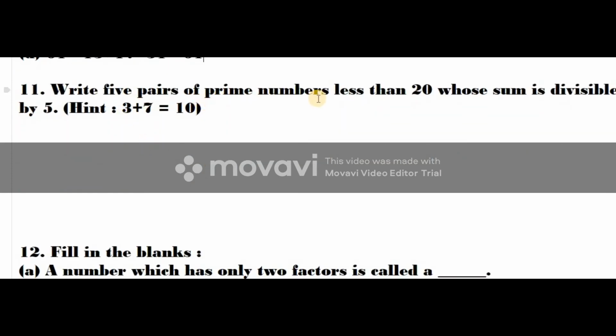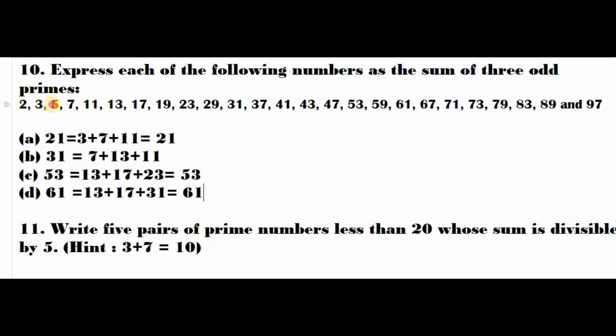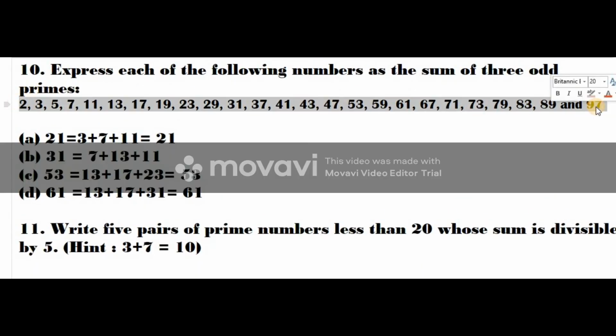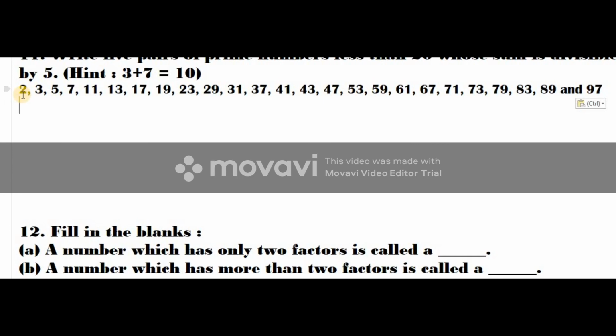Write 5 pairs of prime numbers less than 20 whose sum is divisible by 5. This means you are going to add 2 prime numbers and the sum should be divisible by 5. You should select only numbers less than 20, and he has asked for 5 pairs of prime numbers. So we will write these prime numbers here, Control C, and then copy paste. Now it is easy for us to write the solution.